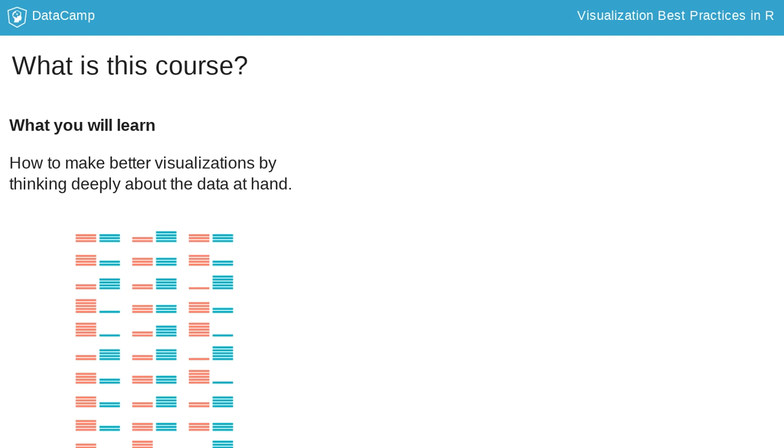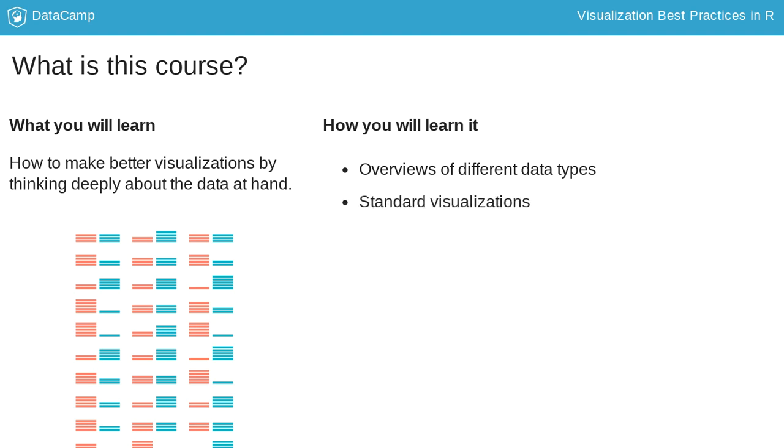We will do this by looking at a variety of different data types, point data, proportions, and distributions, and discussing the pros and cons of the standard visualization types you are probably familiar with. In addition, we will cover alternative visualizations that solve issues that often arise with the standard methods.